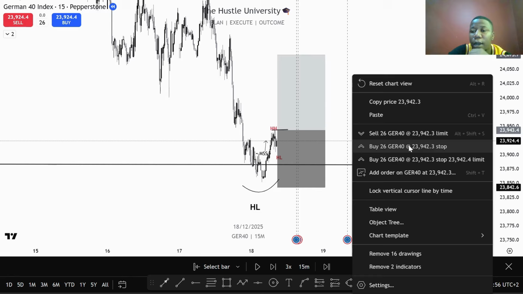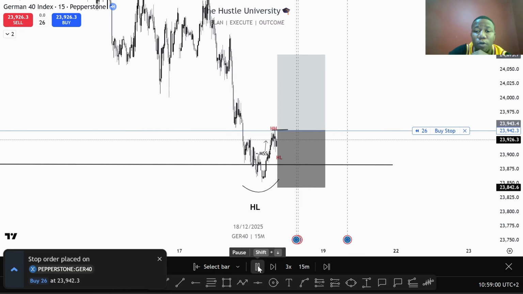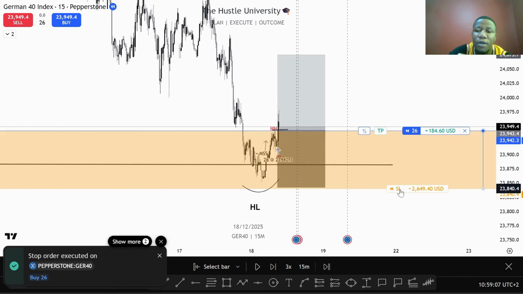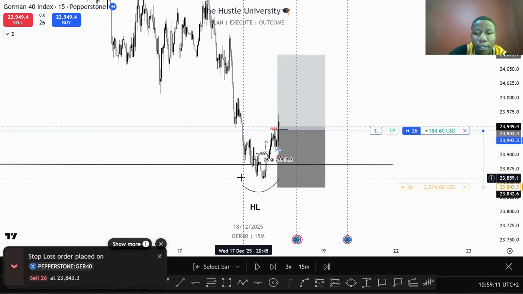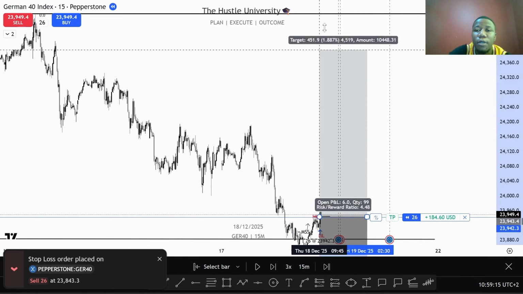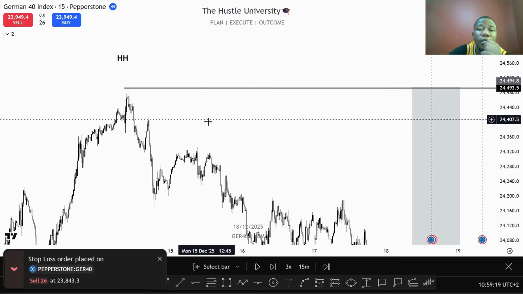If you're going to have a buy stop order waiting at this very moment over here, right? Once it gets triggered, obviously stop loss would just be below over here. My stop loss was about $1,000 actually. I was risking $1,000, stop loss just below the higher lows created, right? And then obviously aiming at the higher high, because now this is the new range.